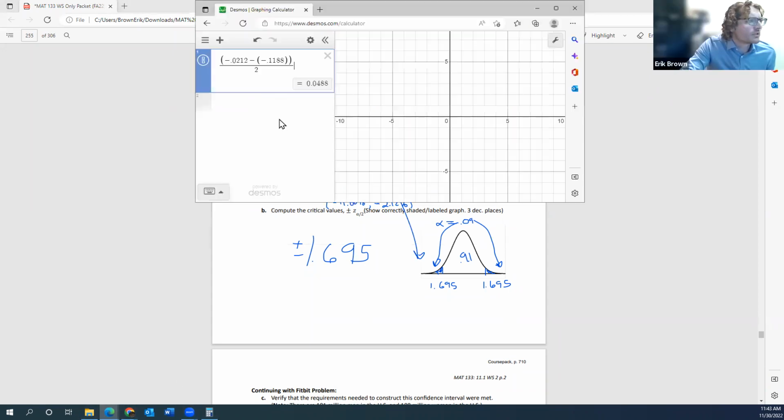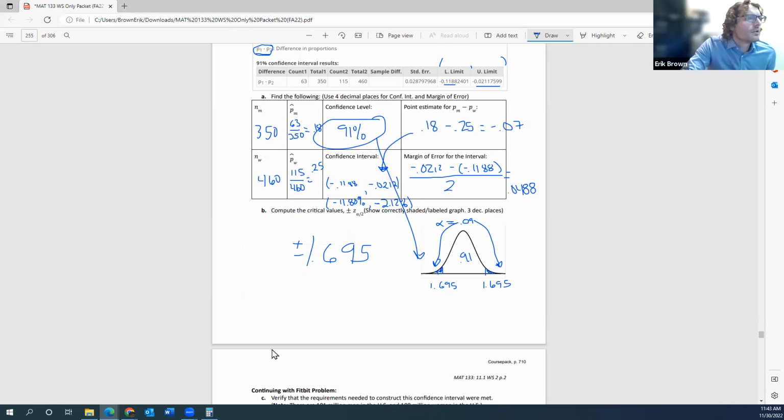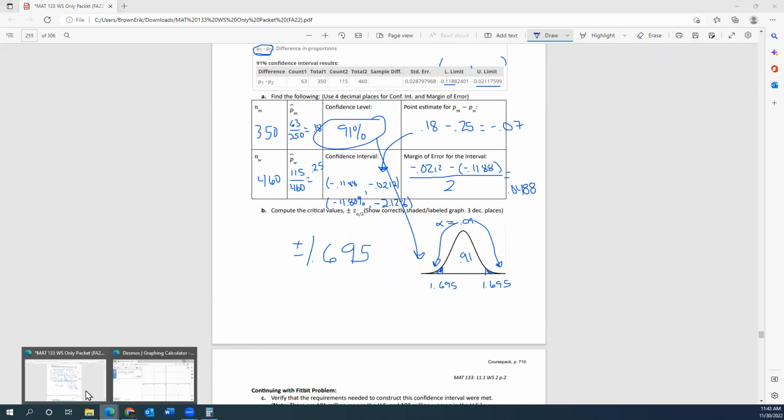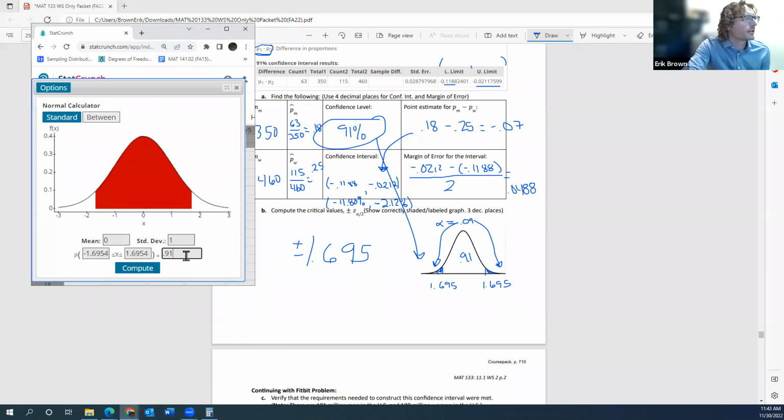What do you mean by decimal? Not percent. You know, I would put in 0.91. Yeah, right. Okay, so, sorry, I clicked. I did not get what you got at all. That's why I'm asking.